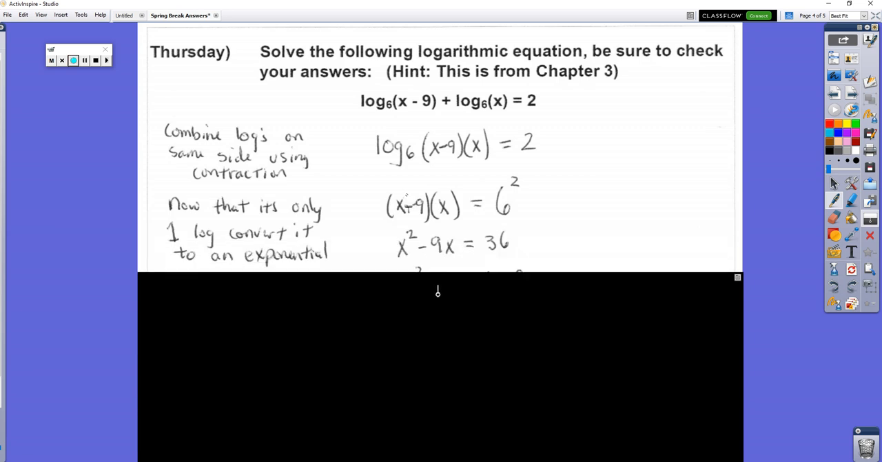So now that you get down to only one logarithm, you should convert your equation into exponential form. 6 is the base, 2 is the exponent. So we have to take 6 and square it. That's this side of the equation, is going to equal whatever the logarithm was taking. So x minus 9 times x. So what I did next was I distributed the x through the parentheses here. That's going to give me x squared minus 9x. And on the right-hand side, 6 squared is 36.